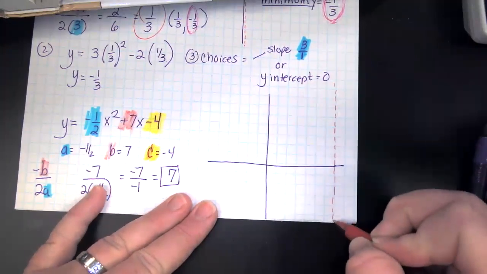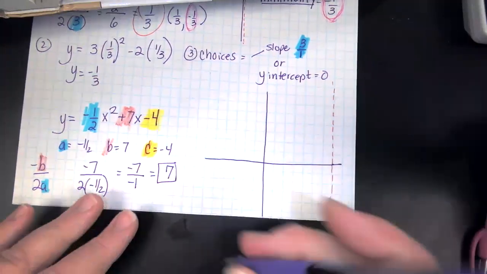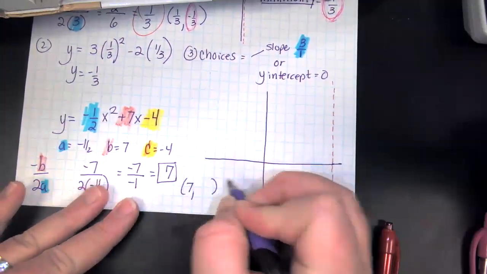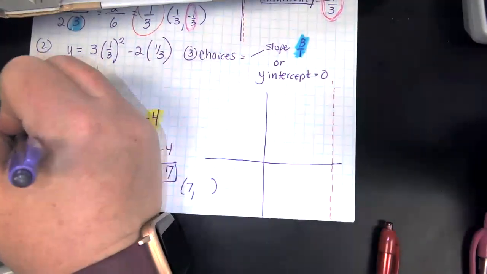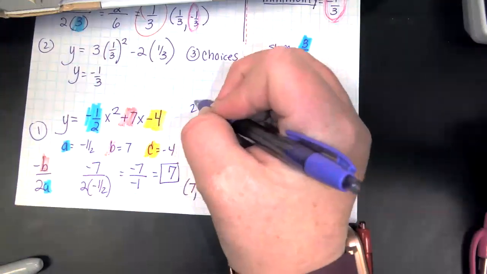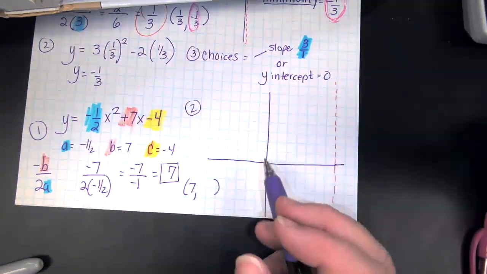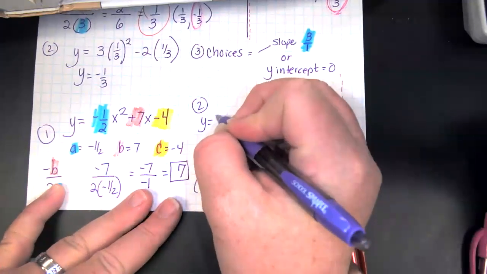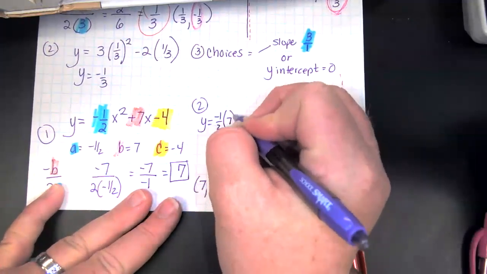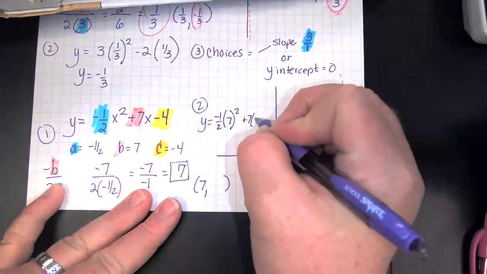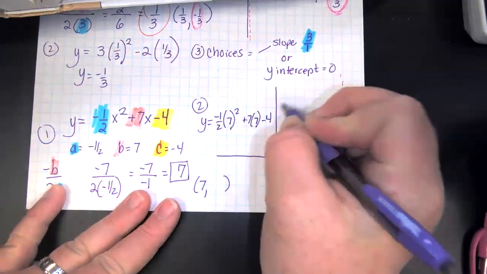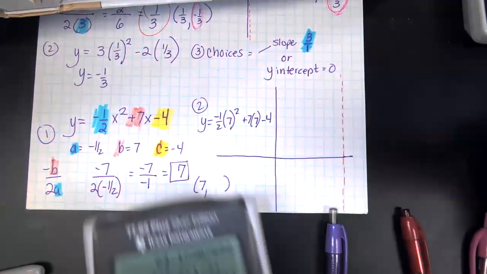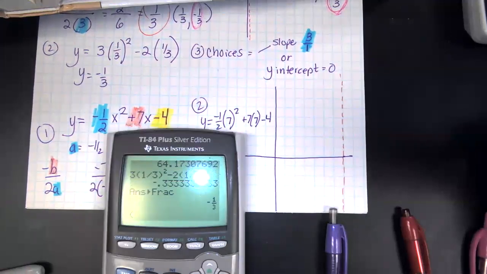There's my axis of symmetry. Okay. This is also my x value of my vertex. So step number 1, I found my x. Step number 2, I need to find my y. So remember, I'm going to plug this in to my equation. Y equals negative 1/2 times 7 squared plus 7 times 7 minus 4. All right, I'm going to plug that whole thing in on my calculator.